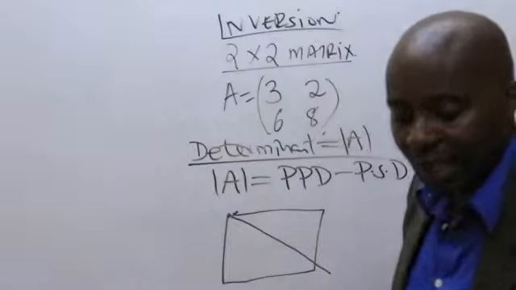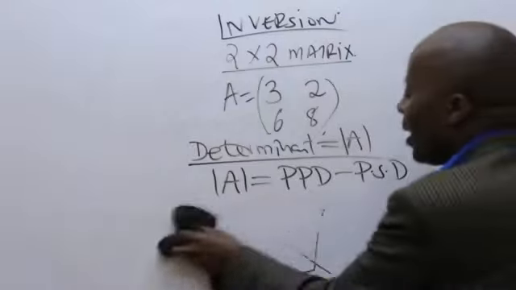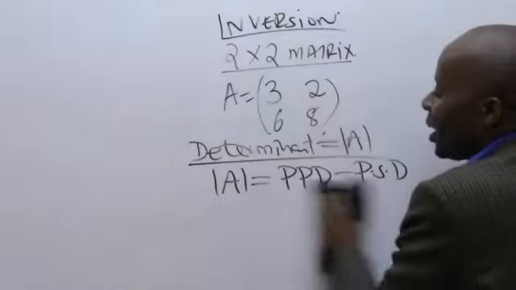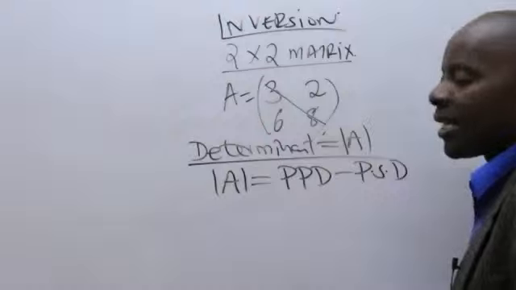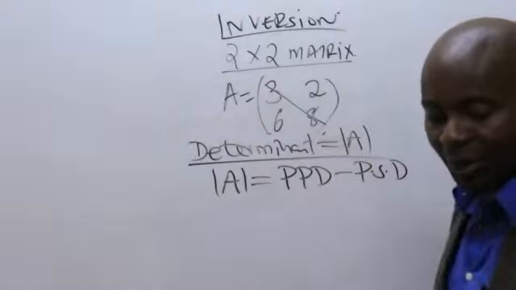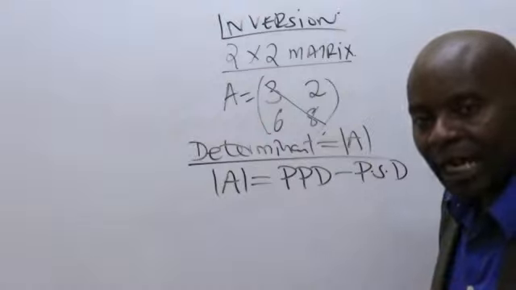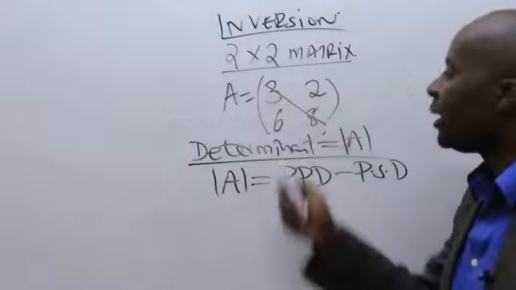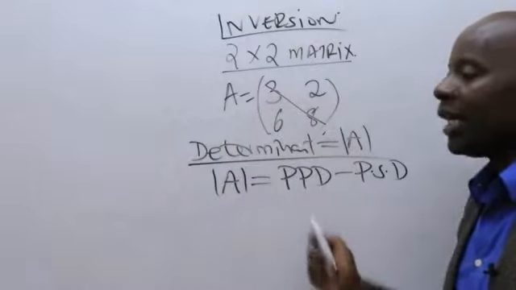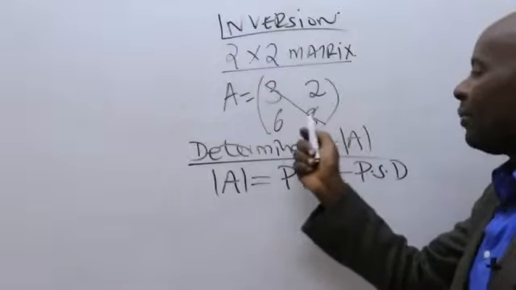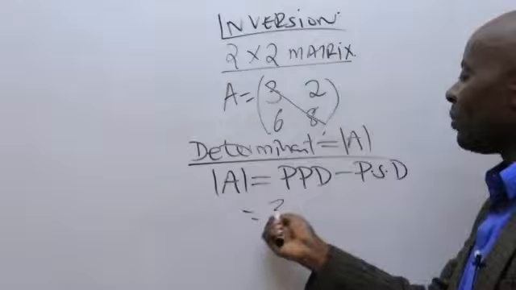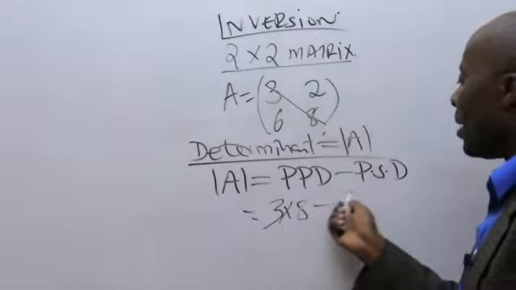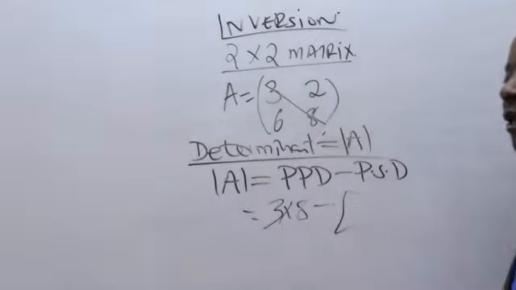The same case with our square matrix, ladies and gentlemen. The square matrix has got the primary diagonal, that diagonal that starts from the first element of the entire matrix, which is 3 times 8. Therefore, this will be 3 times 8 minus product of secondary diagonal.